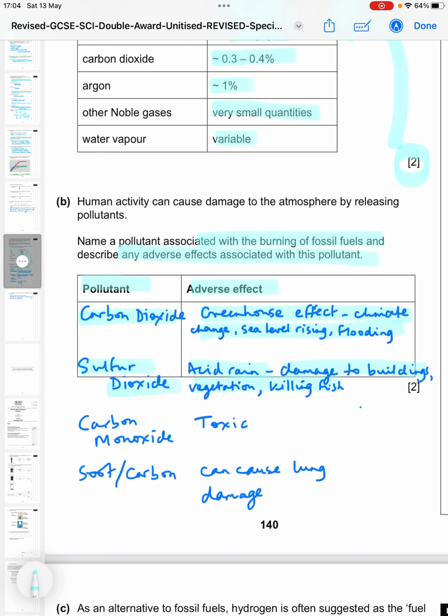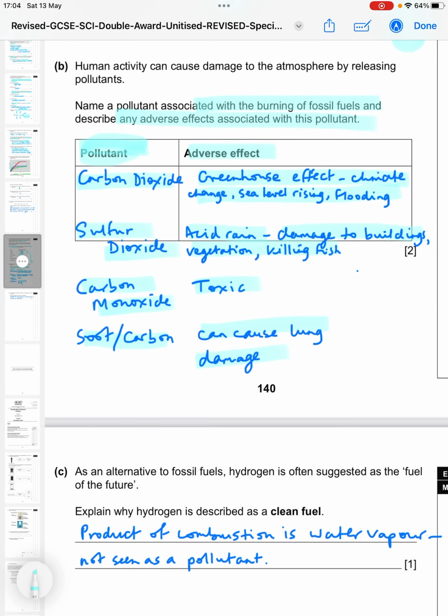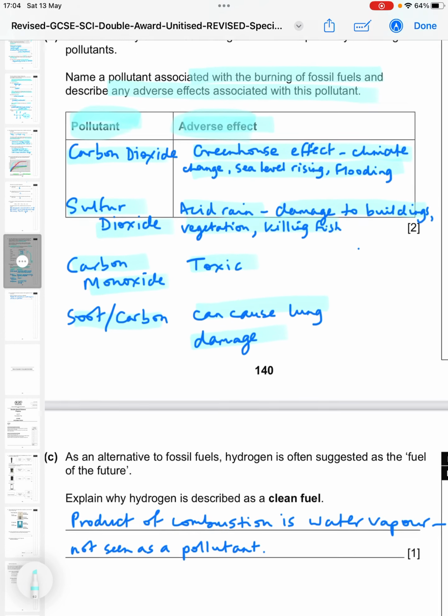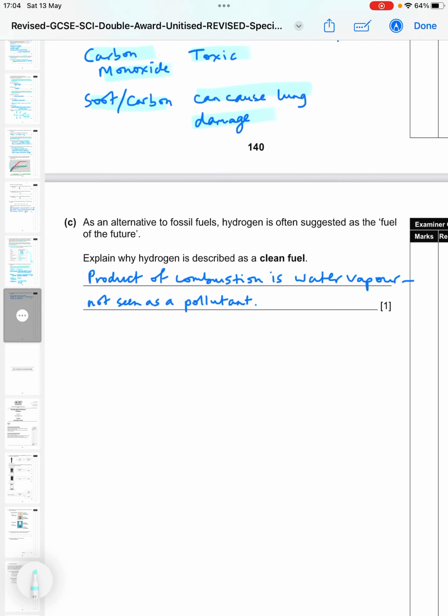With sulfur dioxide as the pollutant, you'll be talking about acid rain, and the effect then of that is damage to buildings, vegetation, killing fish as the acidity levels in lakes rise, and so on. Carbon monoxide, the adverse effect of that is that it is a toxic gas, and then soot or carbon can cause damage to your lungs. So any 1 of those, and the pollutant and the adverse effect, both needed.